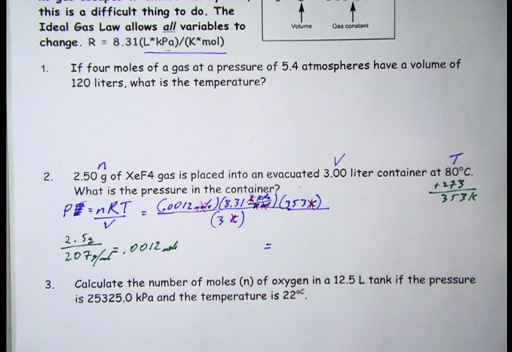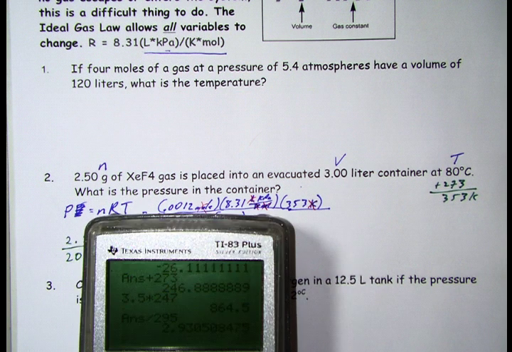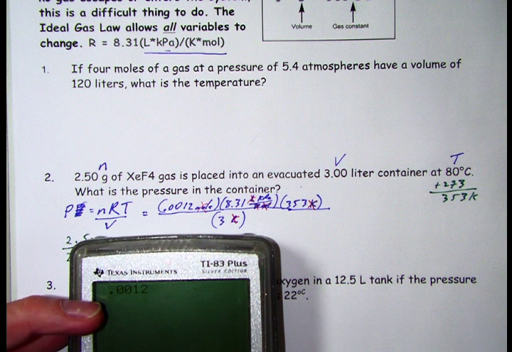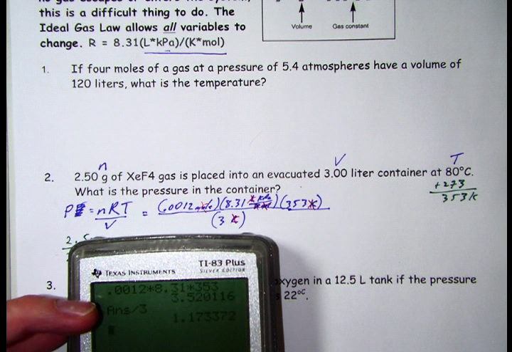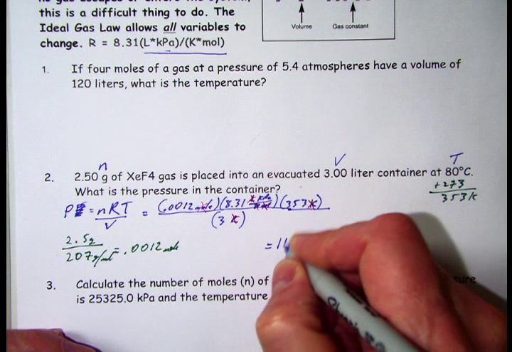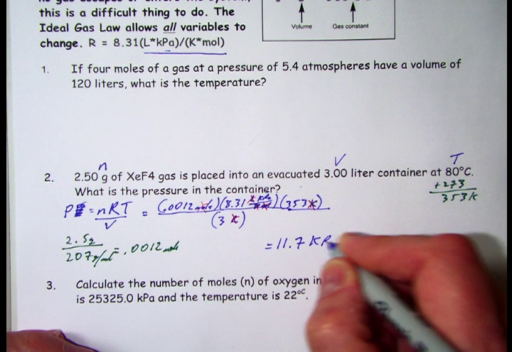So if we get out our calculator, it's 0.0012 times 8.31 times 353 divided by 3, which gives us an answer of 11.7, and the units are the only units left uncancelled, kilopascals.